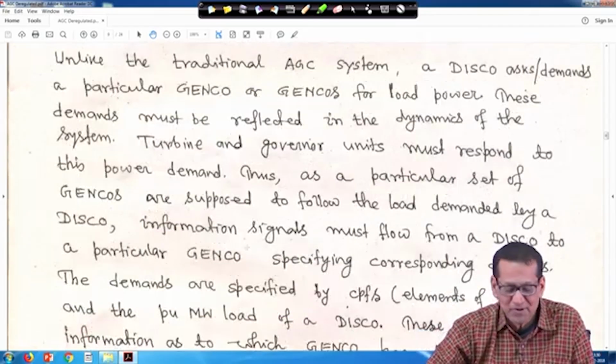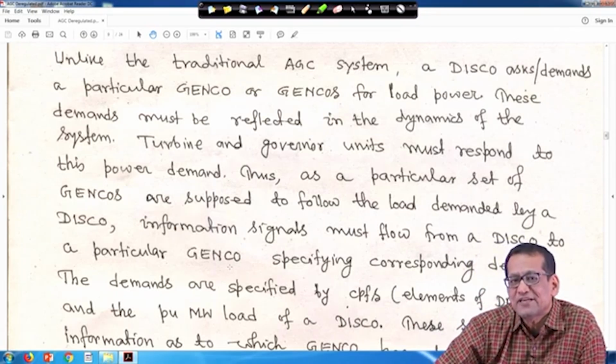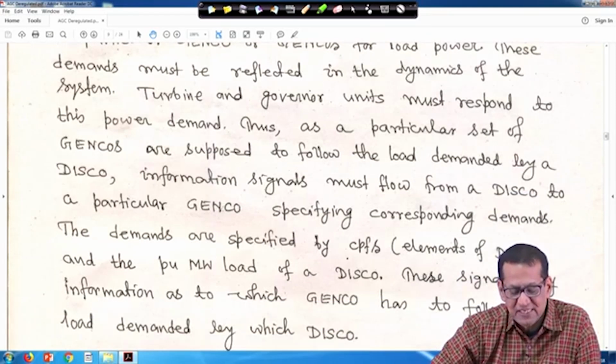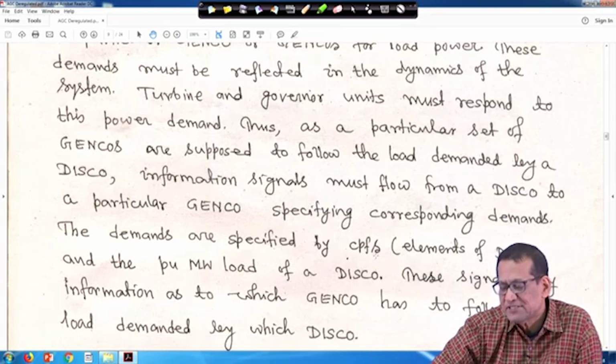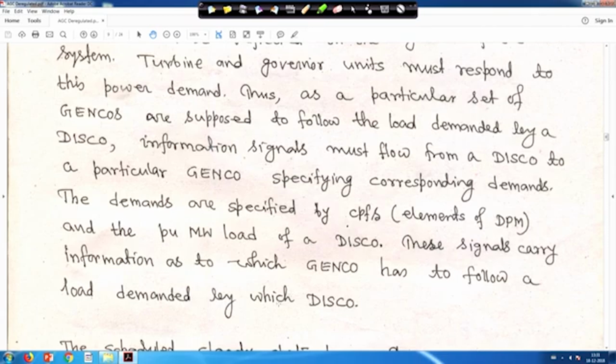Information signals must flow from a DISCO to a particular GENCO. That means for a deregulated system you have a better communication channel. Otherwise, how will this information reach there? The signal must flow from a DISCO to a particular GENCO specifying the corresponding demands. The demands are specified by contract participation factors, that is the elements of the DISCO participation matrix, DPM, and the per unit megawatt load of a DISCO. These signals carry information as to which GENCO has to follow a load demanded by which DISCO. So, this signal will go accordingly, and GENCOs will generate the power, that means GENCOs will follow the load demand of the DISCOs. In other words, it is load following.